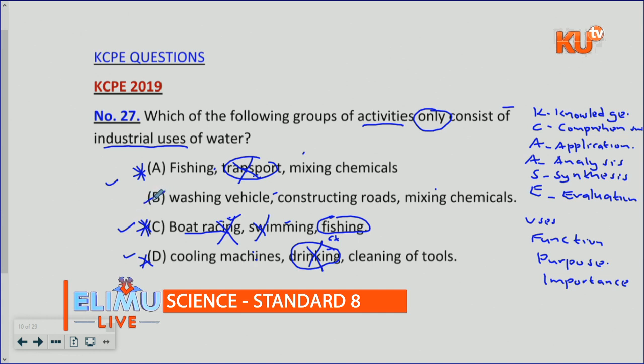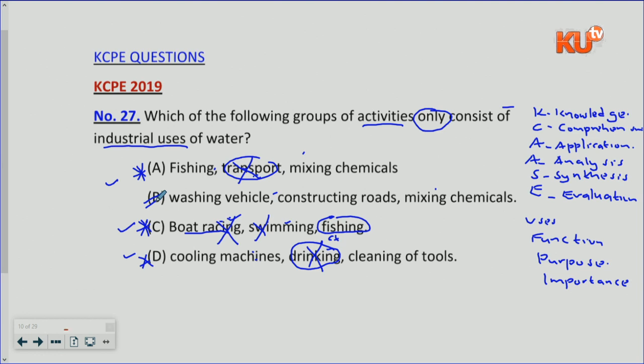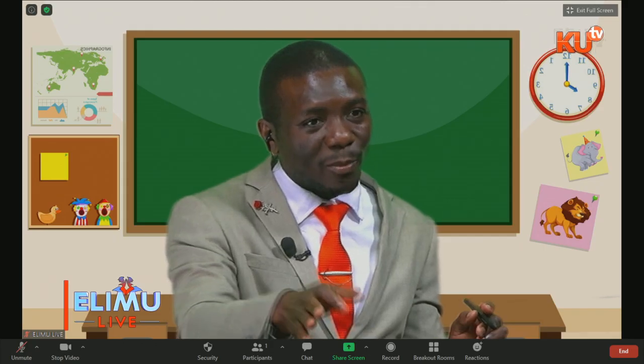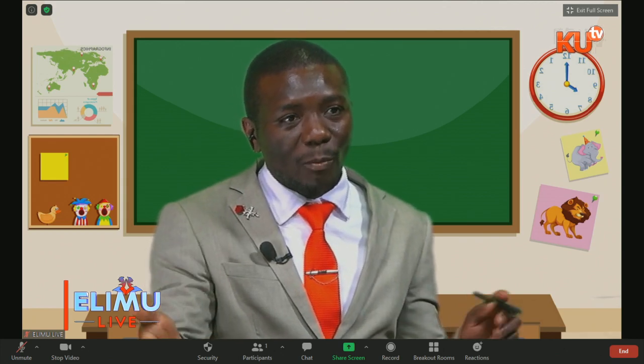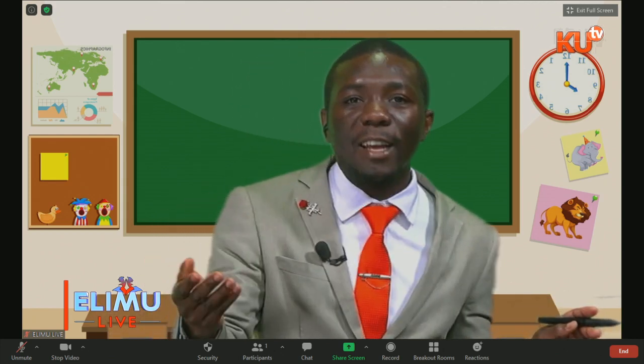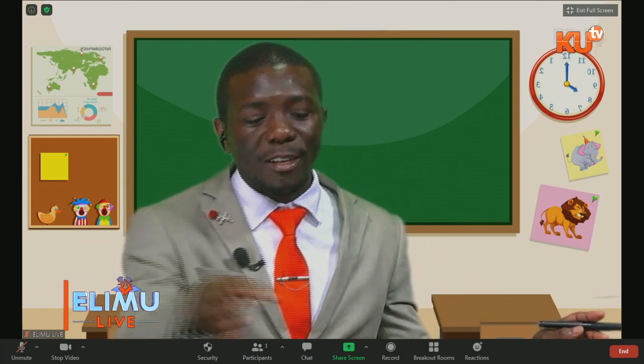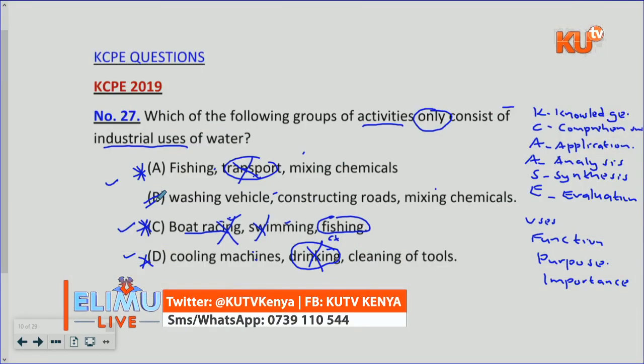The use of water in industries. So the correct answer, KCP 2019 last year, number 27, was washing vehicle, because vehicles are made in the industry. Remember, they have not said washing utensils, it is vehicle. Constructing roads, there are industries or the companies that are hired to make those roads. Like in Kenya, mostly the people that get that tender, they're the Chinese, and they make the roads. So that one is industrial use of water. And then mixing chemicals, it is industrial again. So the correct answer there was choice boy.